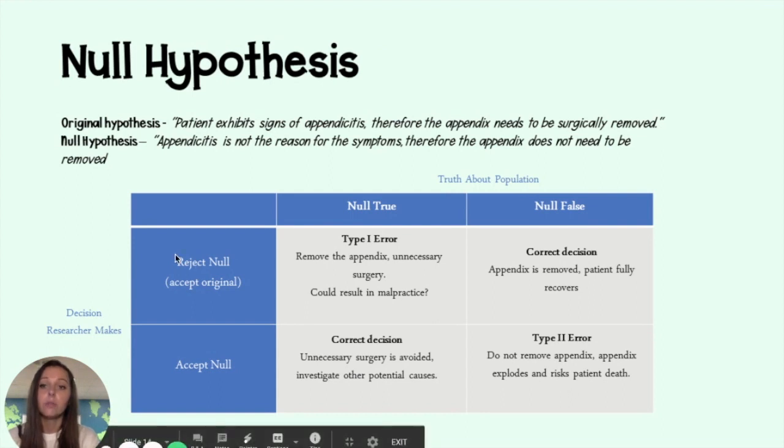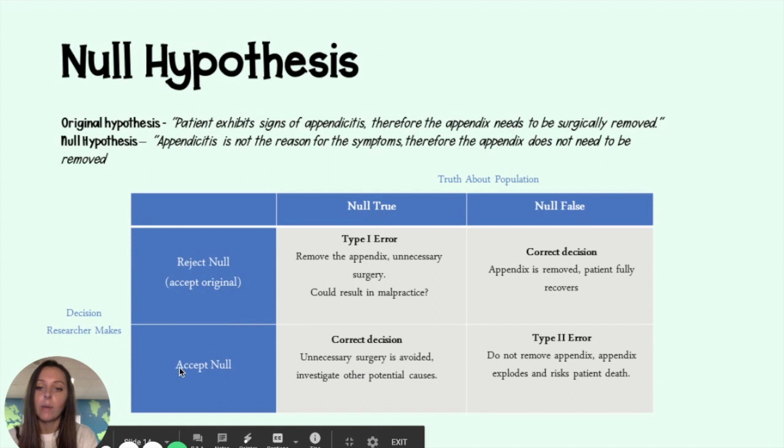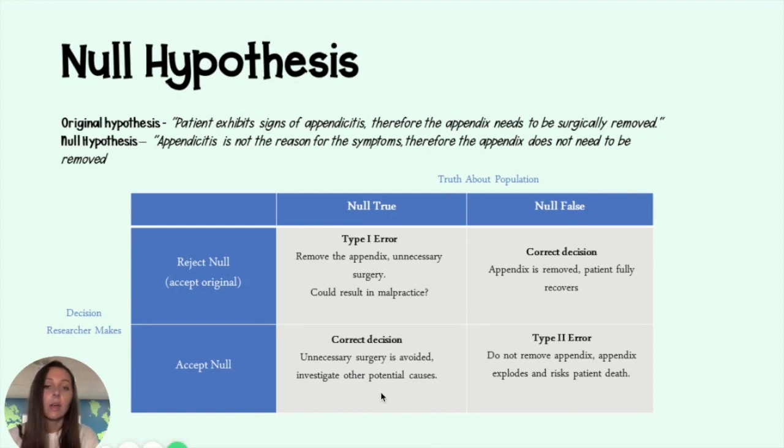So now if you rejected the null hypothesis and you said, oh, no, the symptoms are appendicitis, we need to remove the appendix, and then that's correct, you removed it and now they don't have appendicitis, then that's great. The patient is recovering, they're not dying, they don't have their appendix, so it's not going to burst. And then the same thing, if you accept the null hypothesis and say, no, I don't think it's due to appendicitis, and that ends up to be true, then we avoided unnecessary surgery and we're going to look at other causes for the symptoms. So you can pause this, you can rewind it.